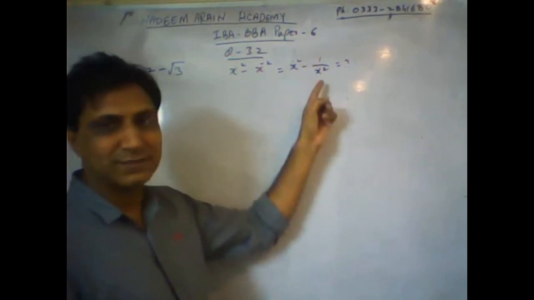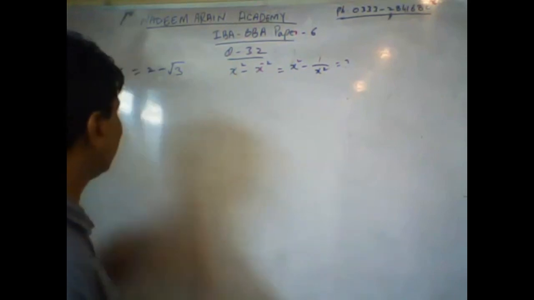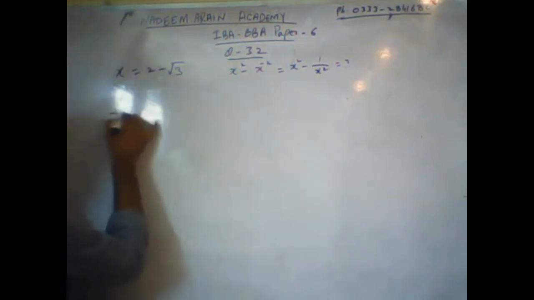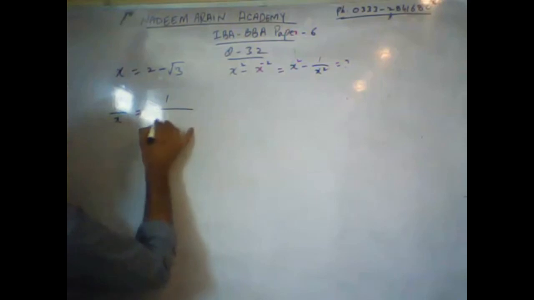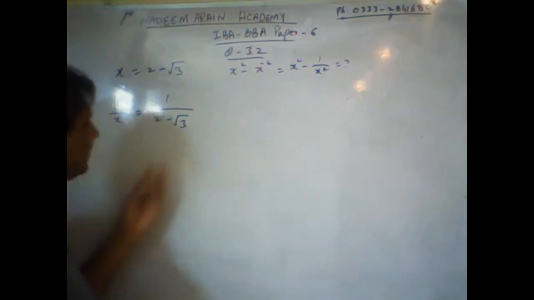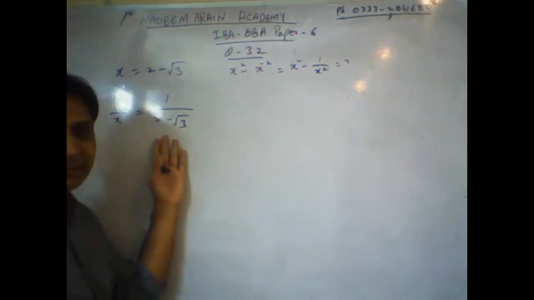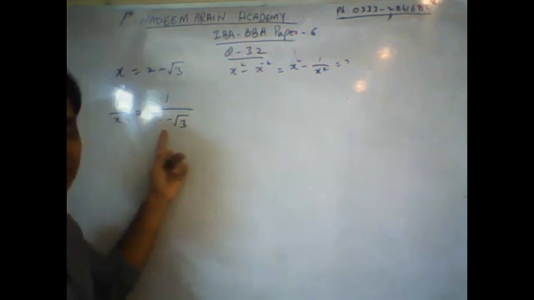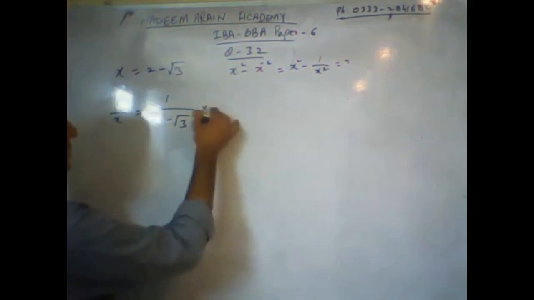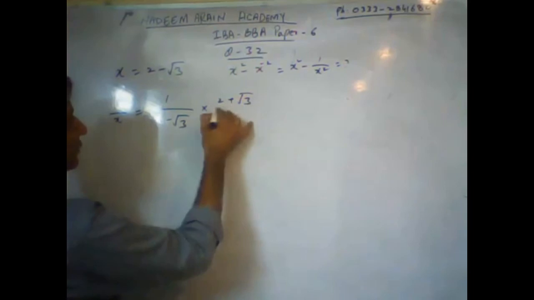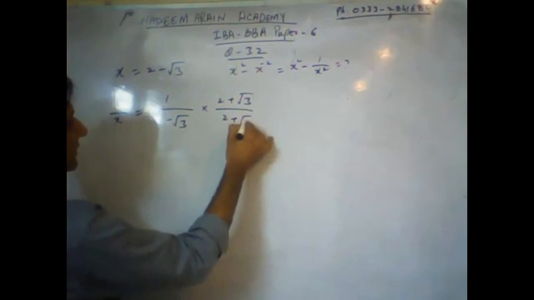And then 1 upon x square. Okay, so x is given here, so first find 1 upon x. So 1 upon x is equal to 1 upon 2 minus square root of 3. In this type of expression, you need to rationalize it. So multiply it by the conjugate and divide it by the conjugate, 2 plus under root 3 upon 2 plus under root 3.